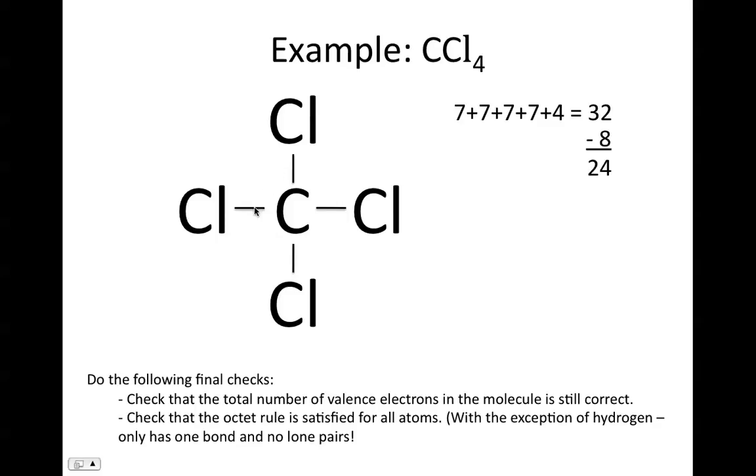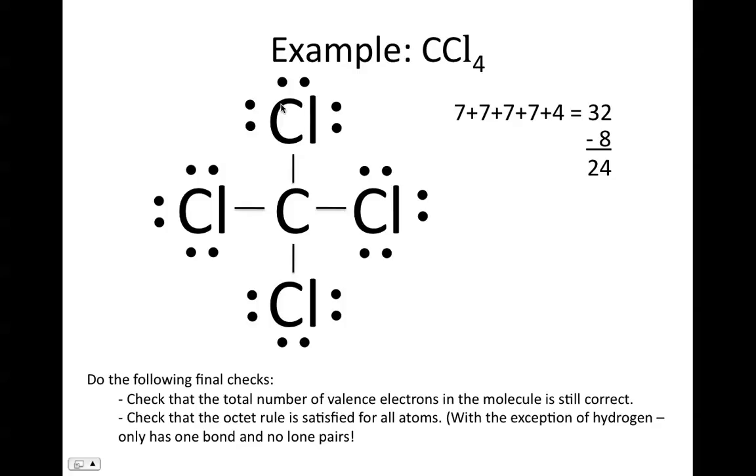You always start on the outer electrons first until we run out of those 24 electrons. So I already have on this chlorine 2 electrons in the bond, so I need 6 more. And I can see that my other 3 chlorines also need 6 more. So since I have enough, I'm going to place 6 electrons on each chlorine in order to complete their octets.